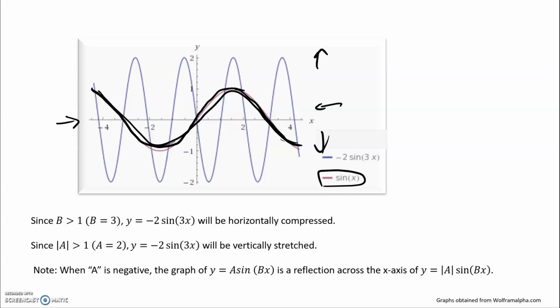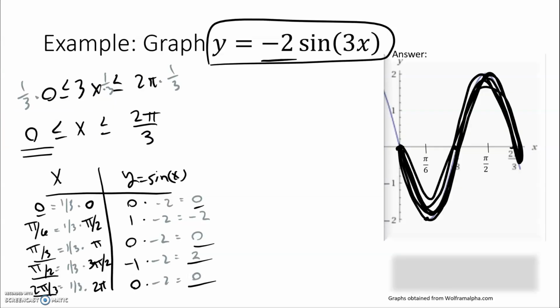Okay, so I wanted to go over this one, the very last part, just a little bit more. Notice how we've got a negative in front of our equation. This is our equation, and we've got a negative in front of that. So that's going to flip the entire graph of y equals 2 sine of 3x across the x-axis.